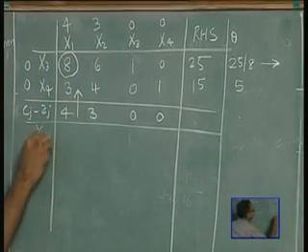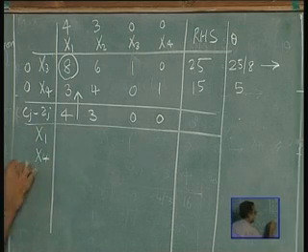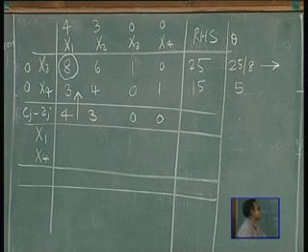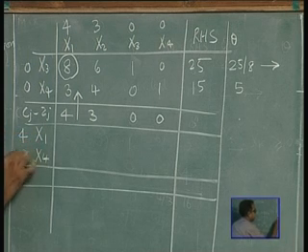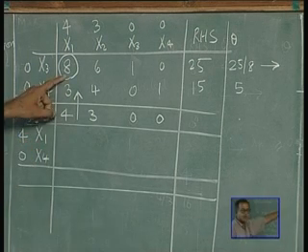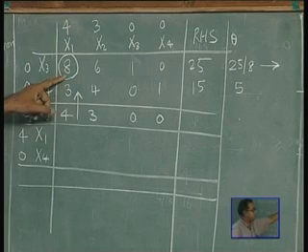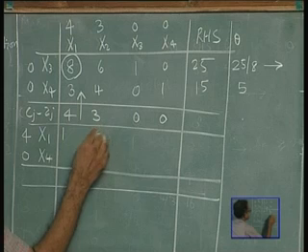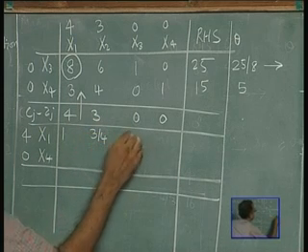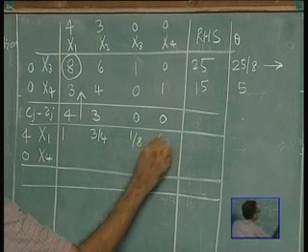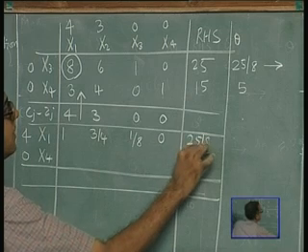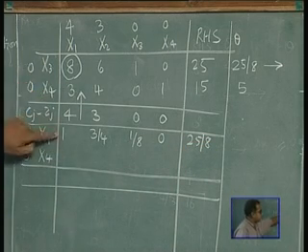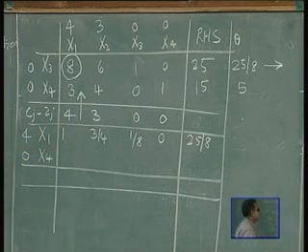So now x1 replaces x3, we have x1 and x4, we have a 4 here and a 0 here. Once again this is the pivot element, so we divide every element of the pivot row by the pivot element to get 1, 6 by 8, 3 by 4, 1 by 8, 0, 25 by 8. We need a 0 here, so this row minus 3 times this row would give us a 0.